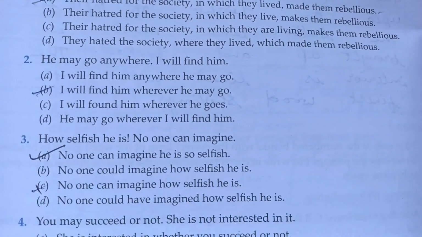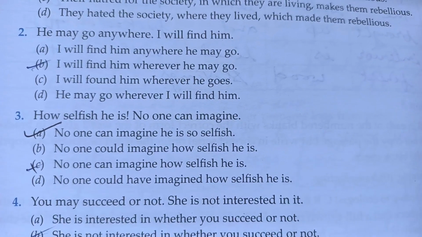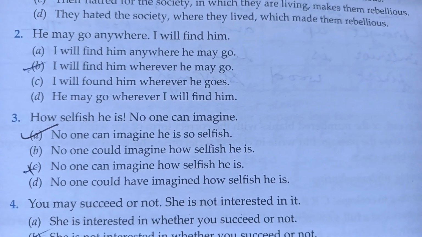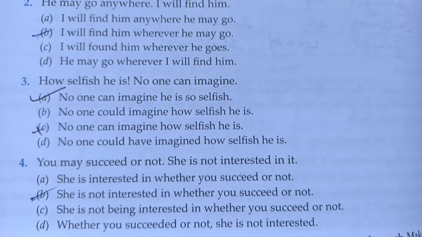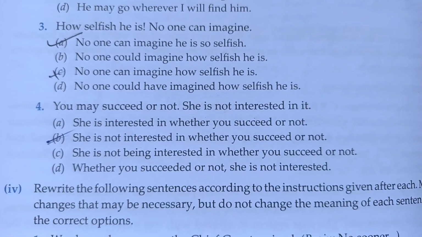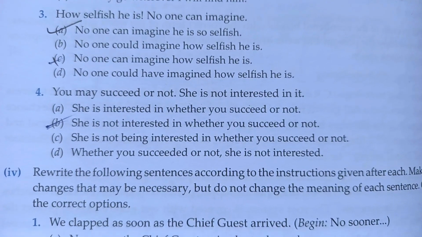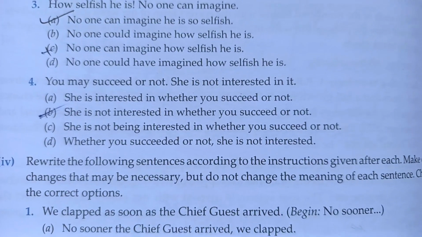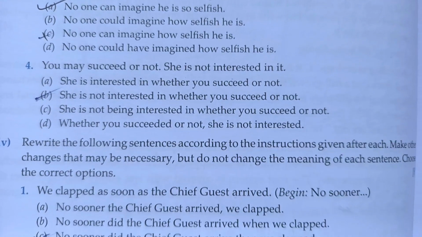Number 3, how selfish he is. No one can imagine. So here option A is correct. No one can imagine he is so selfish. Number 4, you may succeed or not. She is not interested in it. So here option B is correct. She is not interested in whether you succeed or not.